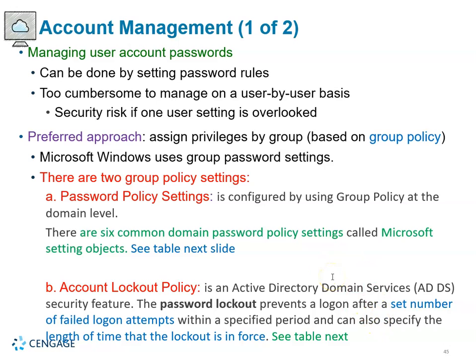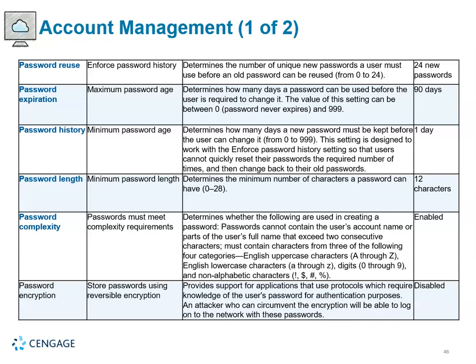So let's look at the specifics of this. What are those particular attributes that you can set, the particular settings when it comes to account lockout policies? Well, you have password reuse, password expiration, password history, password length, password complexity, and password encryption. I'll let you study this table for a second and then we'll discuss it. Feel free to pause the recording if necessary.